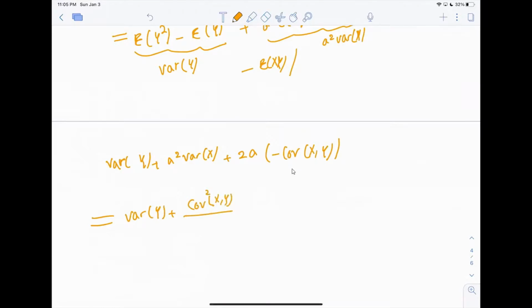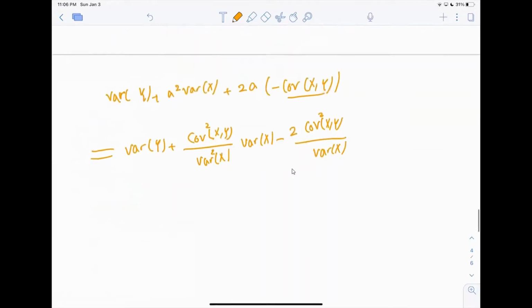Remember what A was? A was covariance of x and y divided by variance of x. So divided by variance square of x times variance of x, minus 2 times covariance of x and y square. So there is one covariance of x and y in the numerator of A, multiplied by this term, it becomes the covariance square of x and y divided by variance of x. All right, we're almost there.